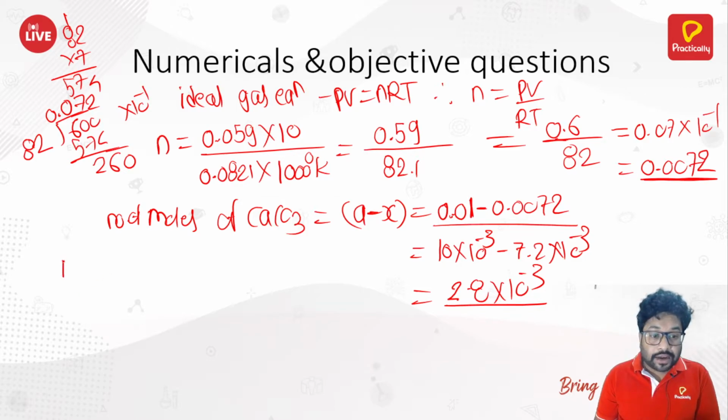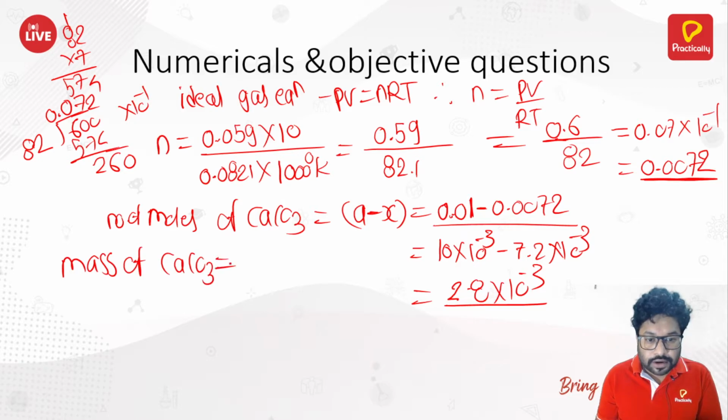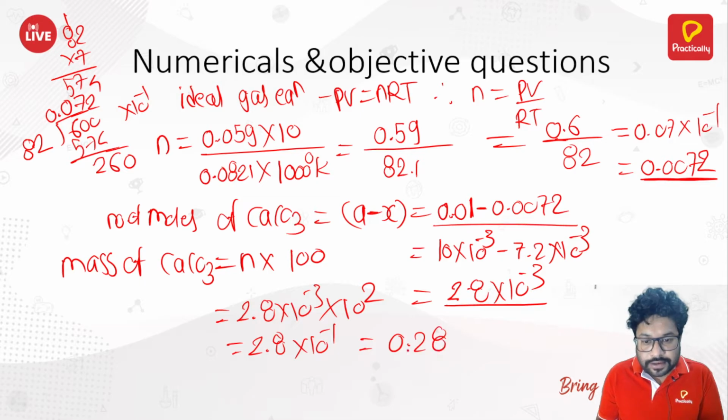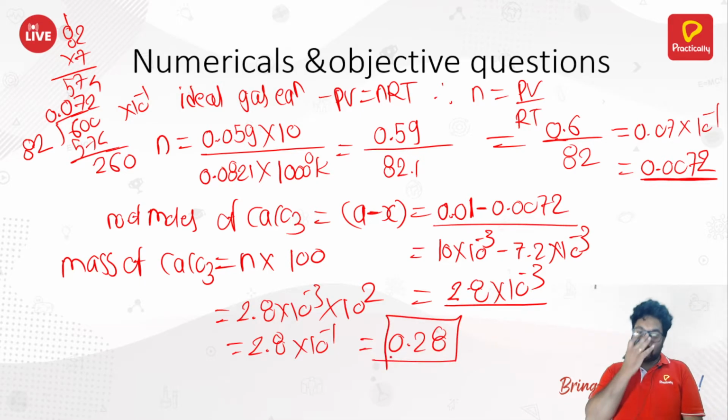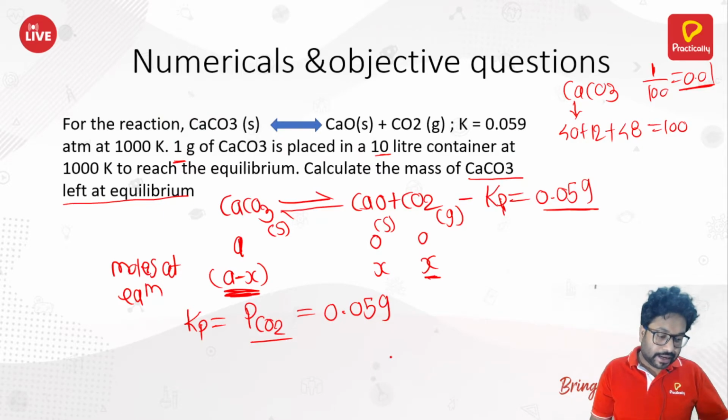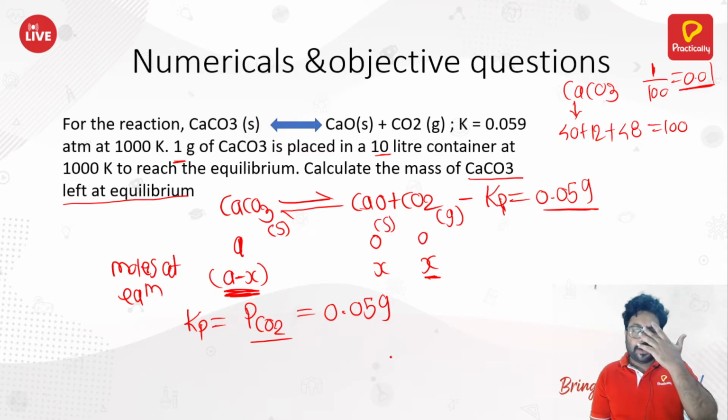Now, you need to calculate the mass of CaCO3, right? So mass of CaCO3 is equal to number of moles multiplied by its molecular mass, which is 100, right? So n is equal to 2.8 into 10 raised to minus 3 into 100, which is 10 raised to plus 2. So 10 raised to minus 3 times 10 raised to plus 2 is equal to 10 raised to minus 1. So 2.8 into 10 raised to minus 1 is equal to 0.28. That is what the mass of CaCO3 would remain in this particular reaction. Okay, that is how you can solve this kind of questions.